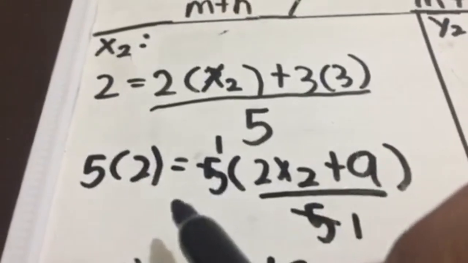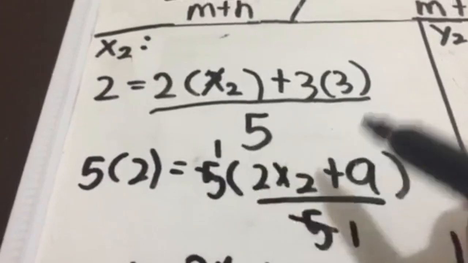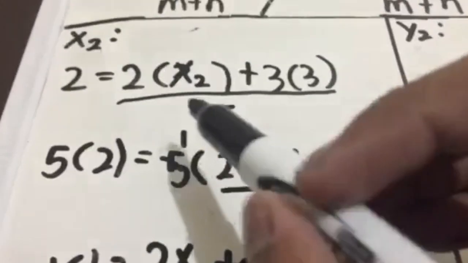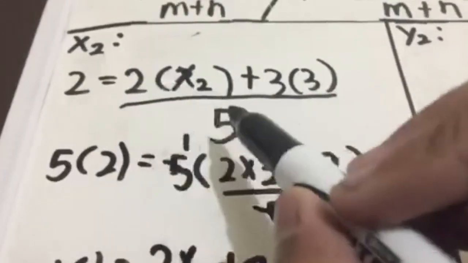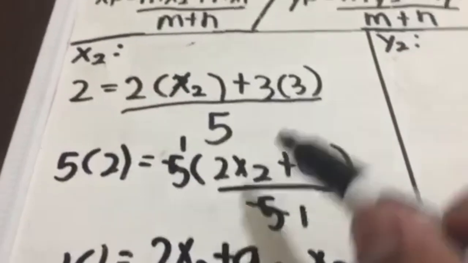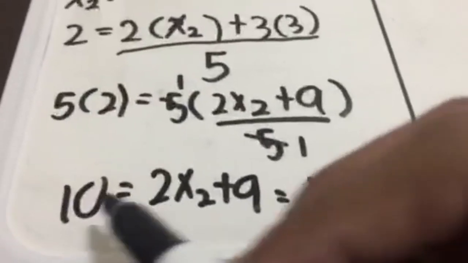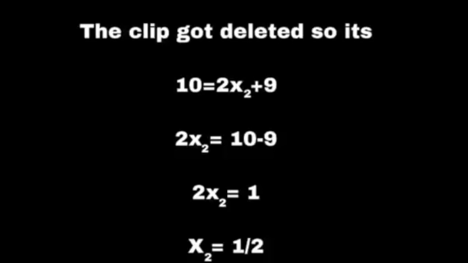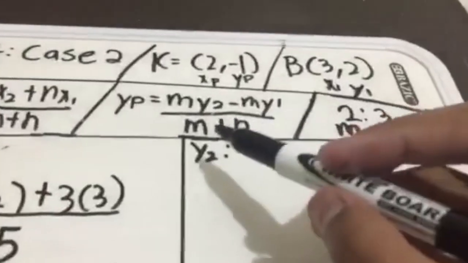So 5 times 2 is 10. So if we multiply it by 5, it's basically just the same. We'll just have to multiply this. So 2 times x sub 2 is 2x sub 2 plus 9. So this is what we got. I already simplified it. For y sub 2, we will be using this formula.